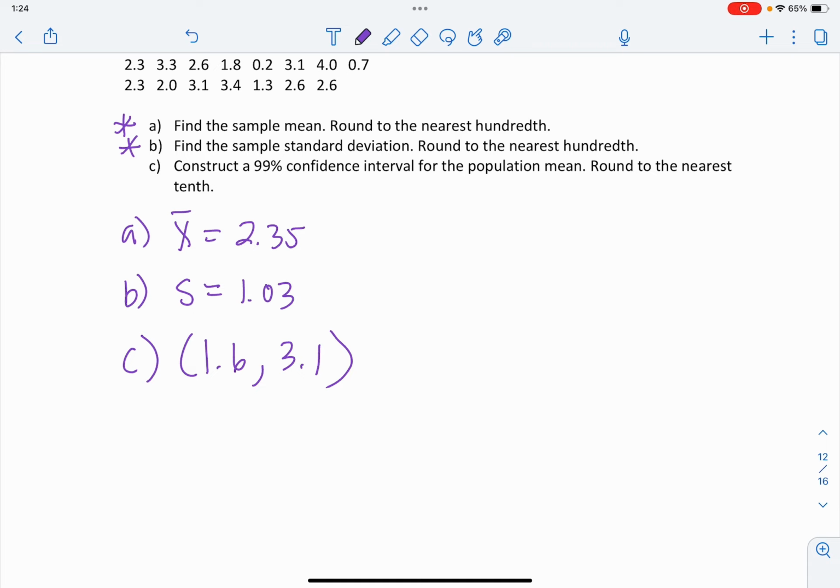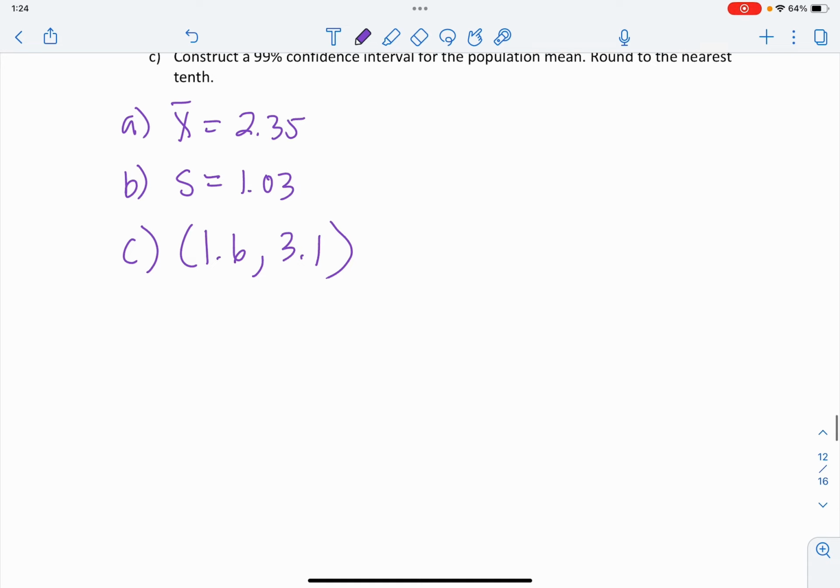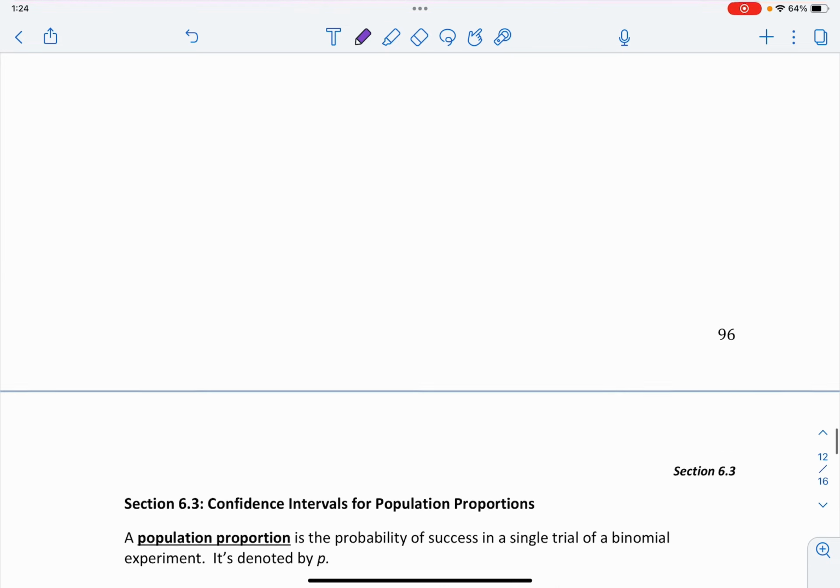All right, whatever that means. Okay, so we did it. And that's the end of this section.